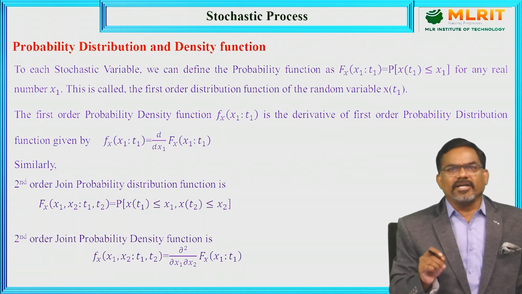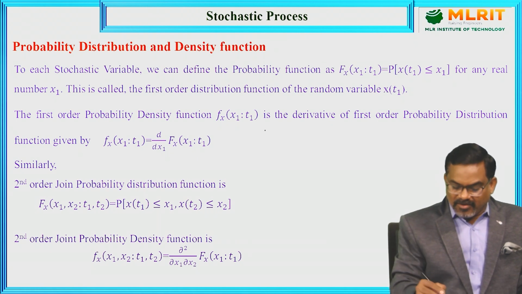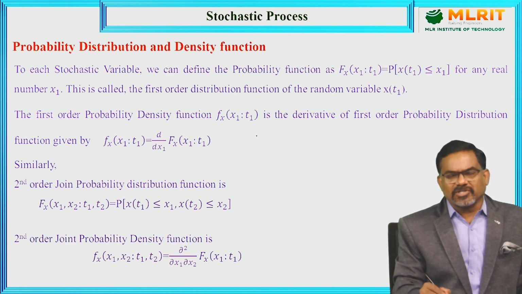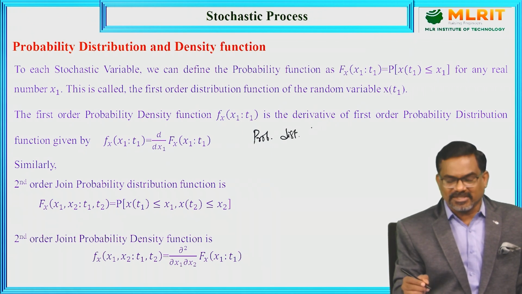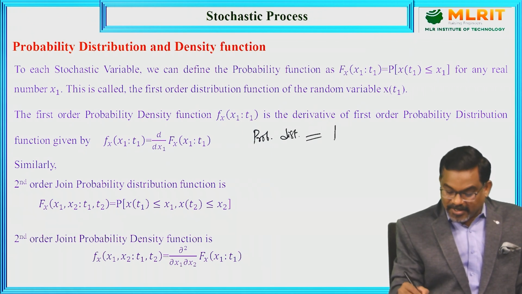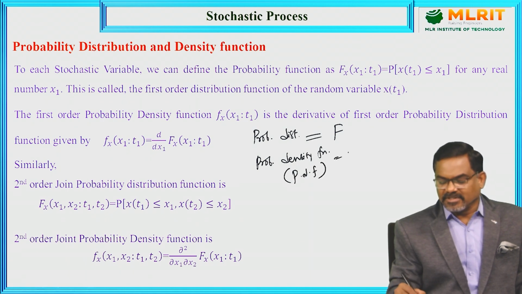Coming to probability distribution function and density function. Now, here the probability distribution function or cumulative distribution function, whatever may be, both are same. Let us denote it by capital F. And probability density function, in shortcut we use PDF. This is small f.